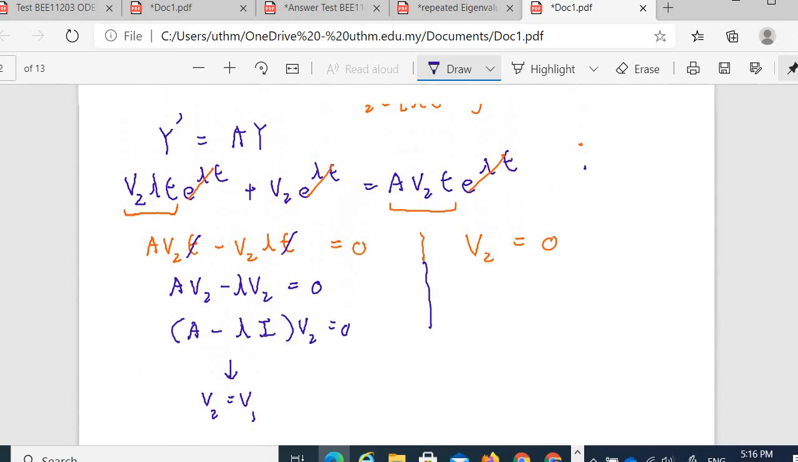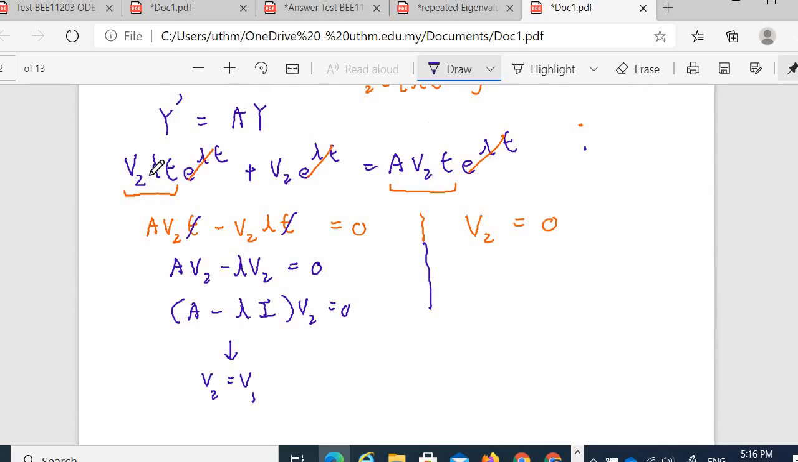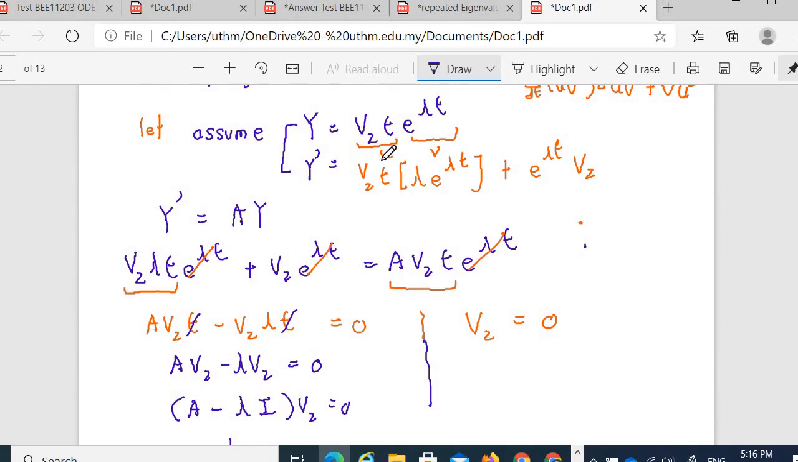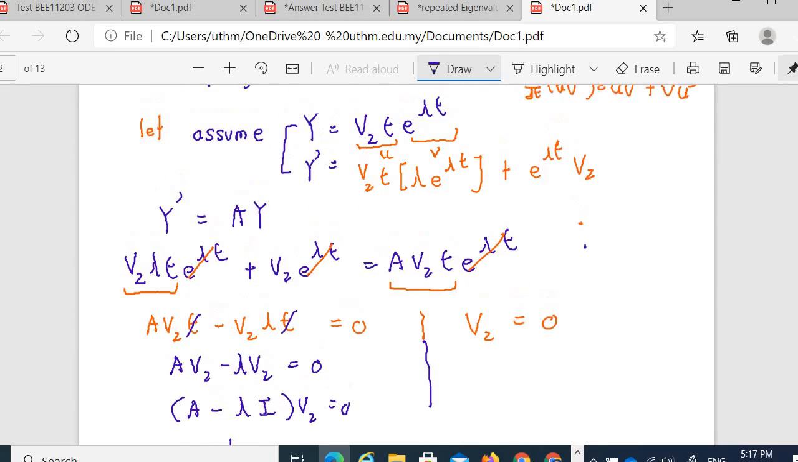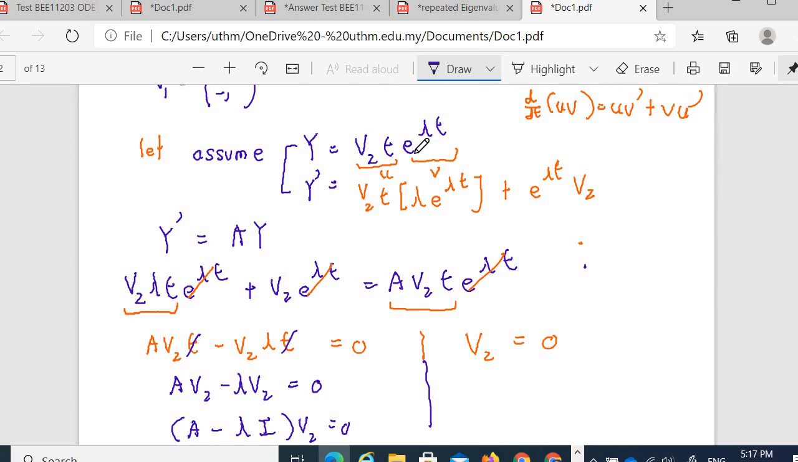Besides that, from here we actually have two terms. One term is here. Another term here says that v2 equal to 0. If v2 equal to 0, then this solution does not exist at all. So it means we have a contradiction. One says v2 equals 0, another says v2 equal to v1. That's why the solution that we assumed, y equal to v2 t exponent lambda t, is invalid.